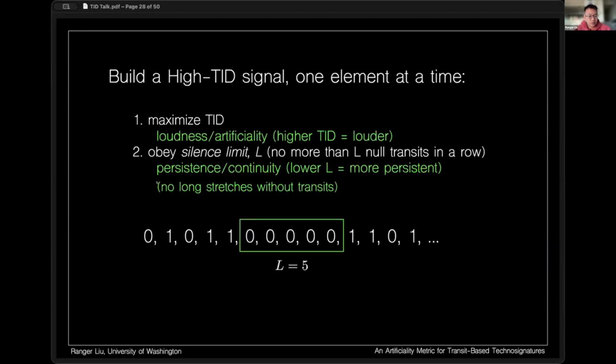So we use a really simple algorithm to build a signal one element at a time, and we tell our algorithm to maximize our TID so that we can ensure our loudness or artificiality. And then we also tell it to obey this silence limit L, which tells it to have no more than L null transits in a row. And that is to ensure persistence or continuity, which we defined previously as having no long stretches without transits. So this is an example of a signal that has a silence limit of 5. So there's no more than 5 zeros in a row.